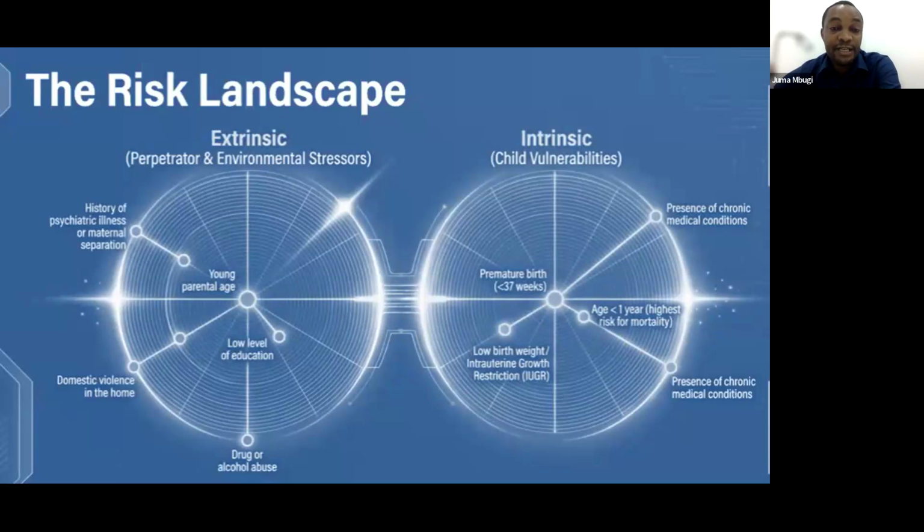So intrinsic factor, this is a child factor. What are the characteristics that a child can have that can predispose the child to having inflicted injuries from a caretaker? So these are epidemiological relationships. It has been found that presence of chronic medical conditions is one of the risk factors, including prematurity birth, age less than 1 year, and this actually accounts for high risk of mortality.